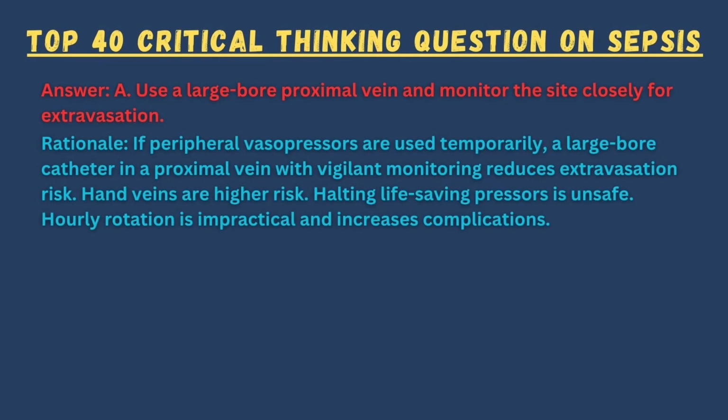Answer. A. Use a large bore proximal vein and monitor the site closely for extravasation. Rationale. If peripheral vasopressors are used temporarily, a large bore catheter in a proximal vein with vigilant monitoring reduces extravasation risk. Hand veins are higher risk. Halting life-saving pressors is unsafe. Hourly rotation is impractical and increases complications.